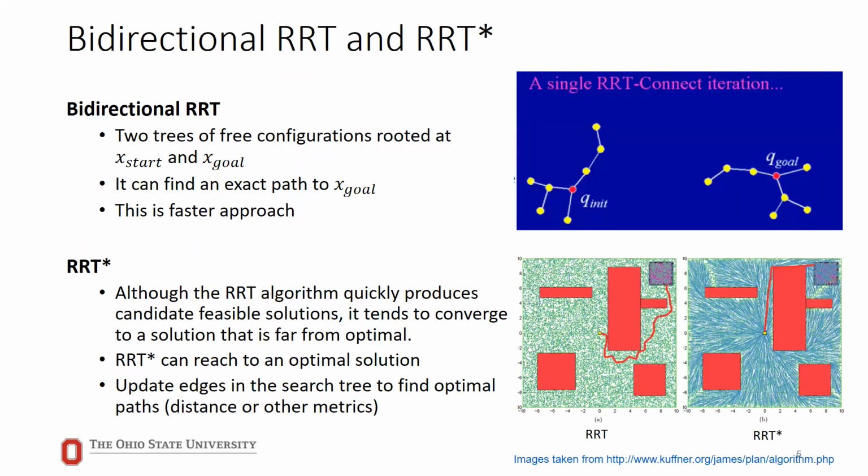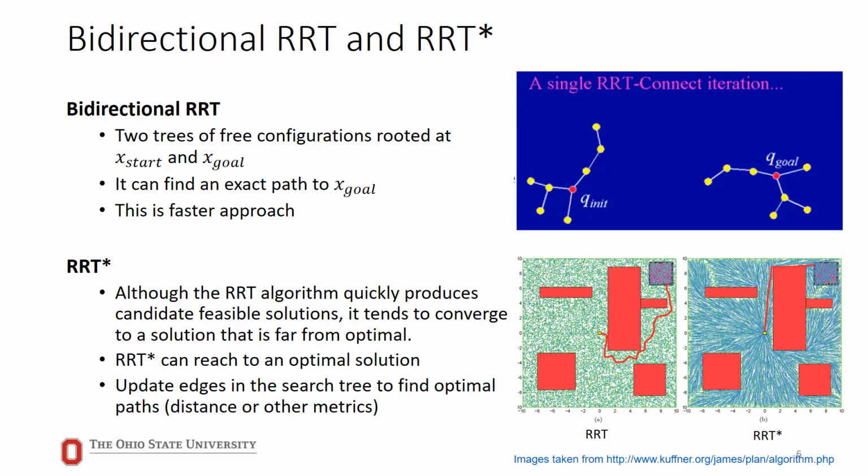Now, there are a few other versions of RRT. One is the bidirectional RRT. You'll see why this is a better method, right? Why do you think the bidirectional RRT could be faster than the usual RRT?